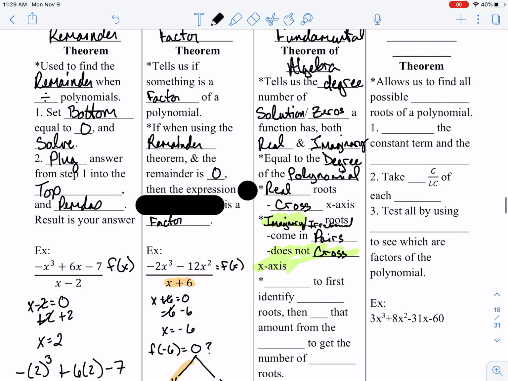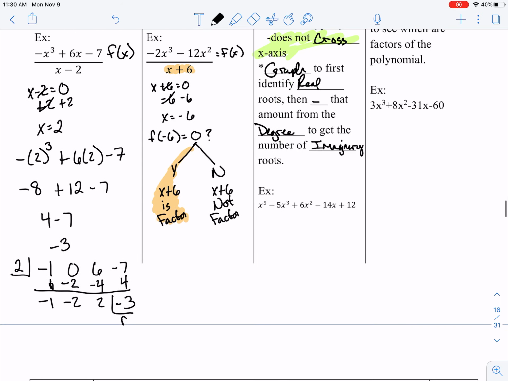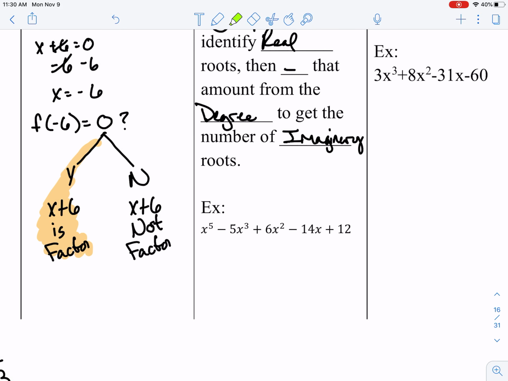Okay. I will graph to first identify my real, then subtract that amount from the degree to get the number of imaginary roots. So what this means is I come in here and I find the degree. So 5, 3, 2, 1, constant.